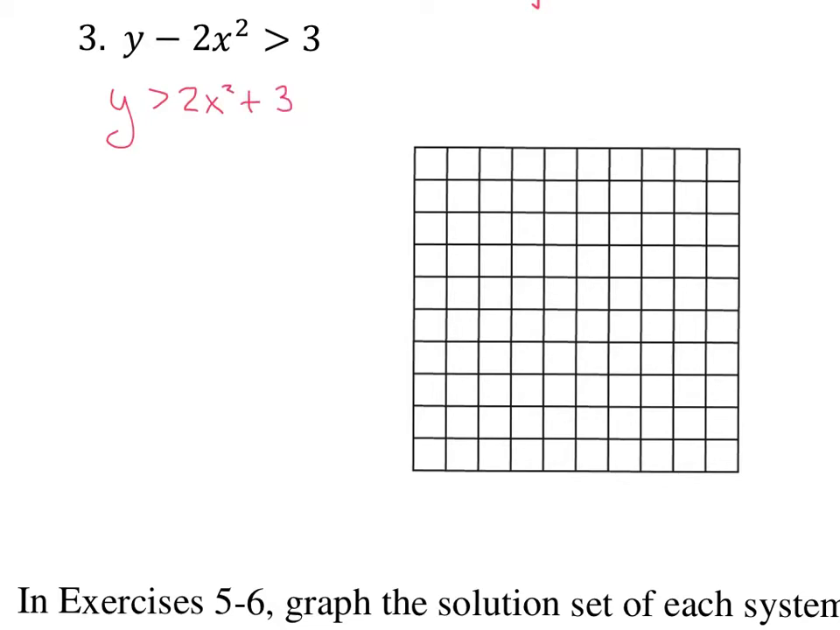Based on what I just reviewed with you guys, this parabola moved how? Up 3. Good. I know it opens up because this is positive, but it's been vertically stretched by a factor of 2. Okay, so let's go ahead and graph that and see what it looks like.